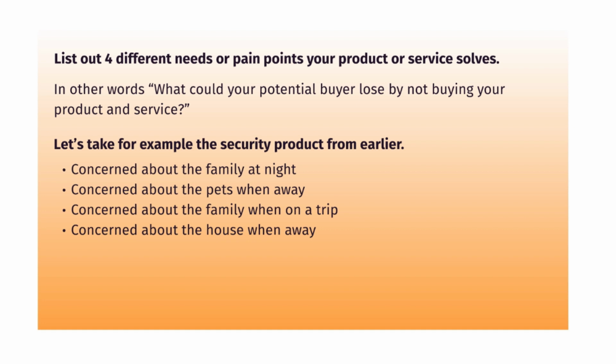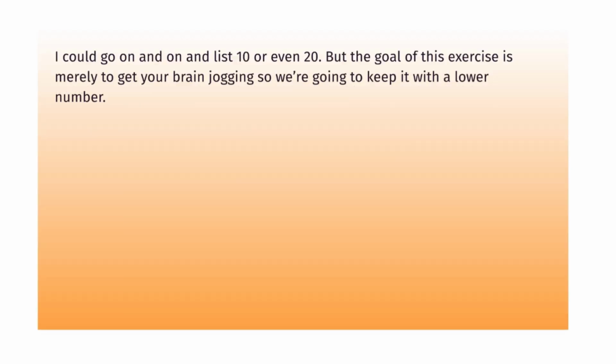Now, some people won't have pets, some people won't have children. That's why we try to cover as much as possible. Bear in mind that these 4 are merely scratching the surface. I could go on and list 10 or even 20 if we wanted to, and I advise you, if you can list more, then great. But the goal of this exercise is to merely get your brain jogging, so we're going to keep it with a lower number. But if you can do more, great, do more.